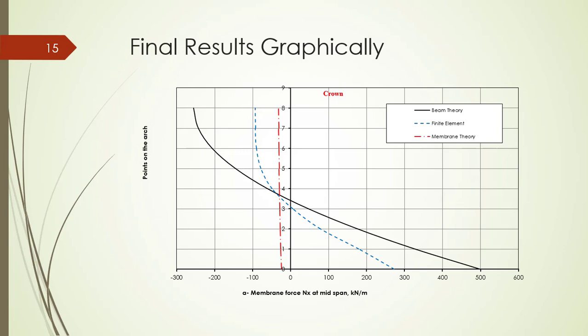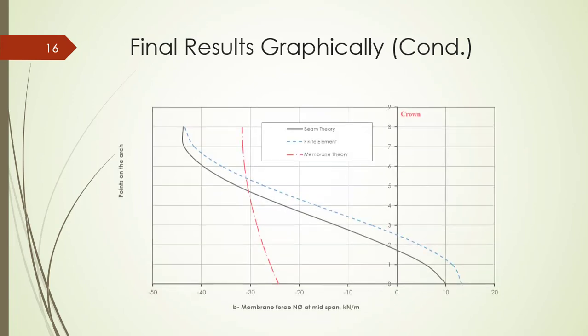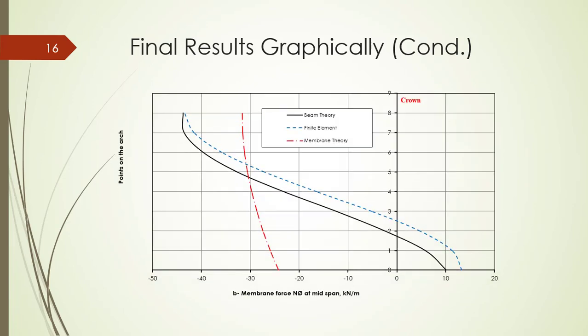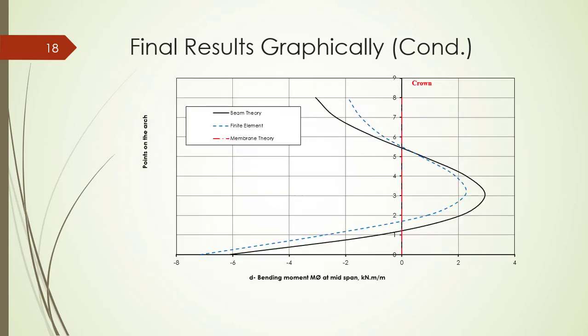interpreted graphically. The first one is for the membrane force Nx, which is the in-plane stress, and we can see that the beam theory is much more accurate than the membrane theory, as the beam theory resembles the finite element more than the membrane theory. The results continue for the next membrane force, N phi. Likewise, the beam theory gives more accurate results, resembling the finite element results. And this is the bending moment.